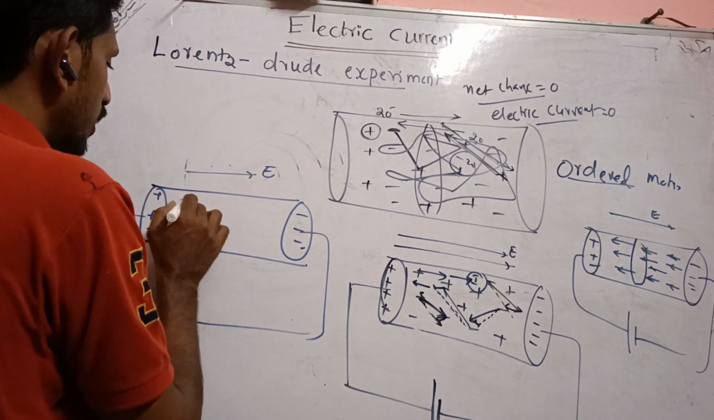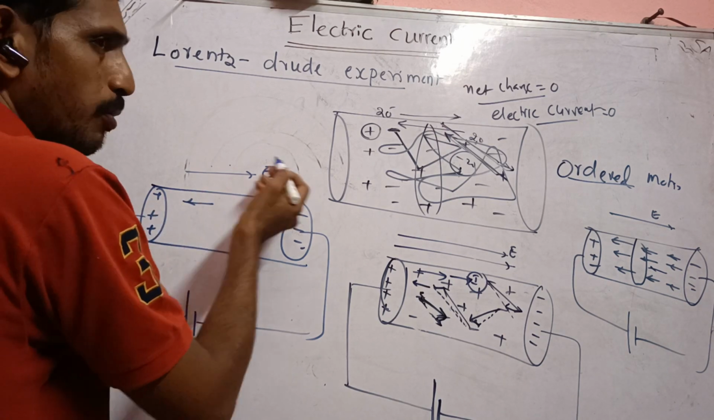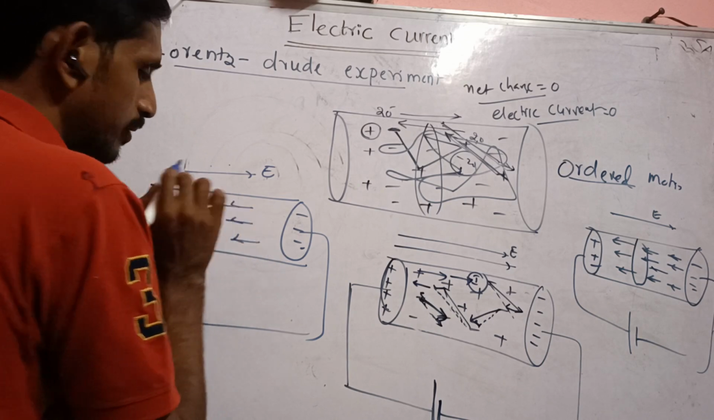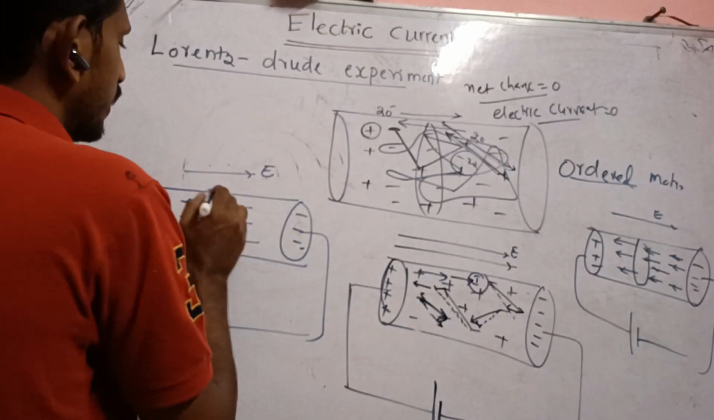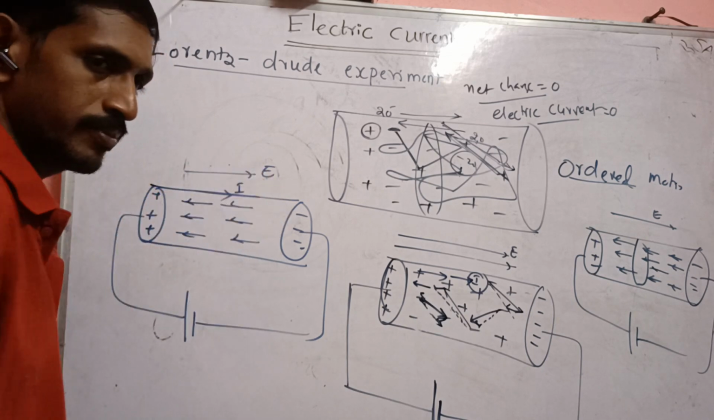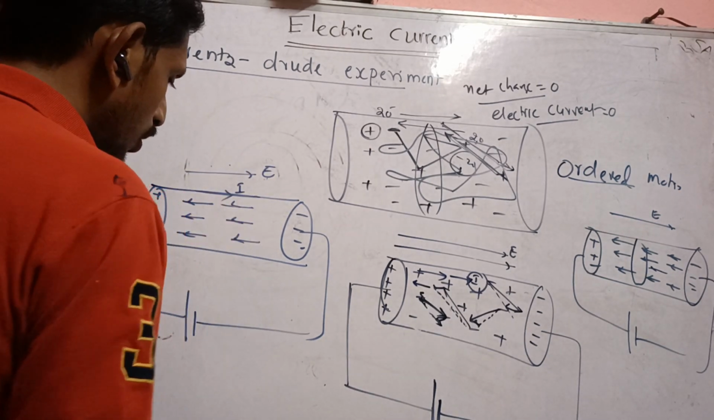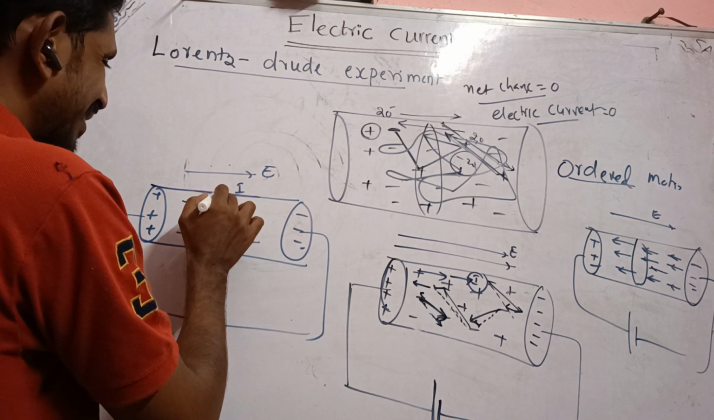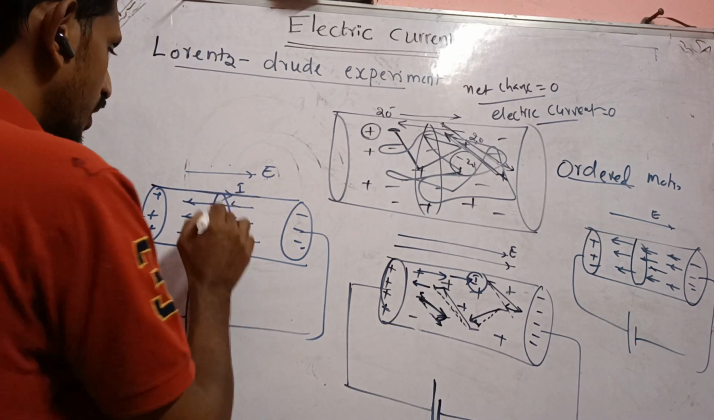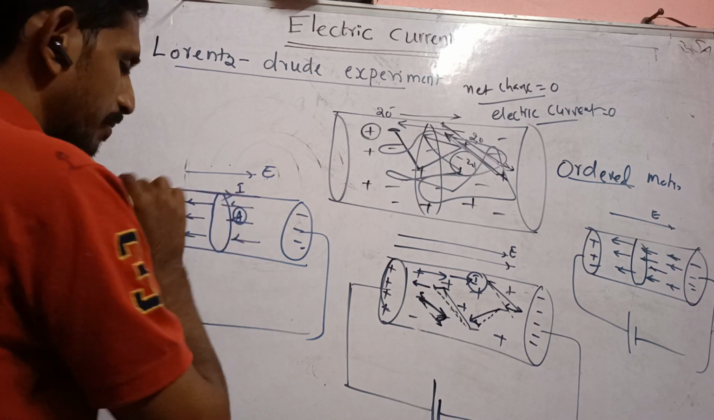Now the electron is moving opposite to the electric field. This is the motion of the electrons, the flow of electrons. As I said, the current flow is always in the direction of positive charge. This is the current direction. So I want to take any cross section of the conductor. This is a cross section of area A.